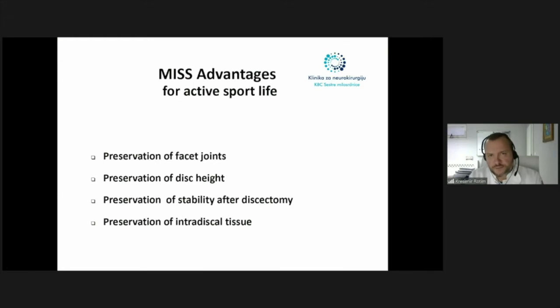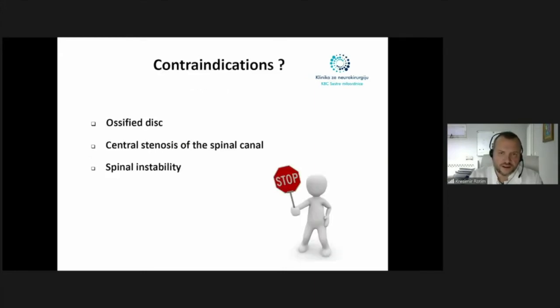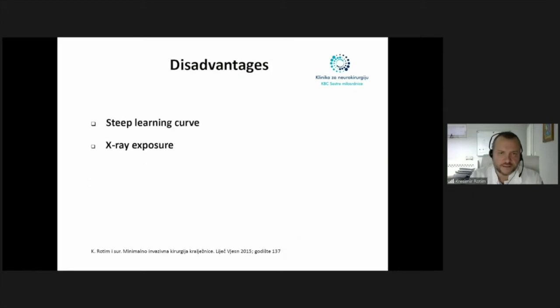An advantage for an active sport life is that when you preserve the facet joints, you preserve the stability after, let's say, removing only the fragmented sequestered disc fragment, and when you preserve the intradiscal tissue, those patients will recover faster and achieve a normal functional life in a shorter time period. Contraindications for such minimally invasive indications are ossified disc protrusions, central stenosis, and of course spinal instability.